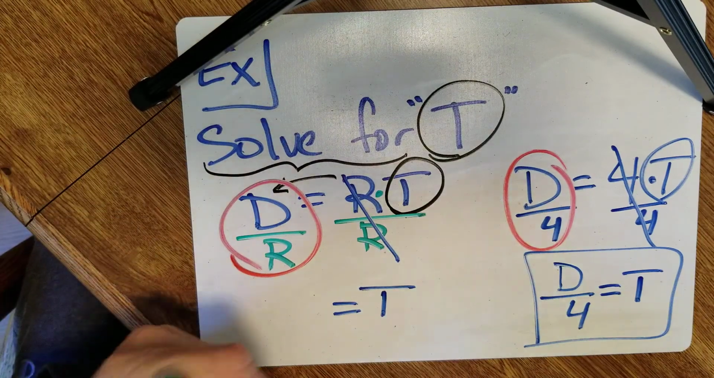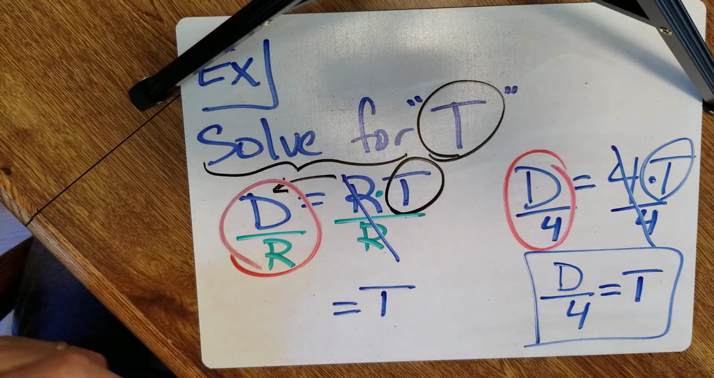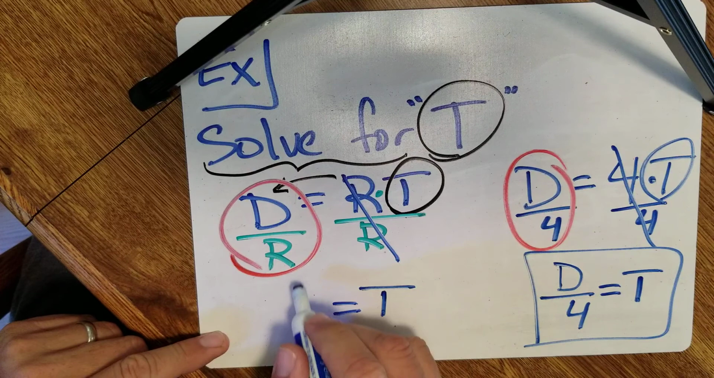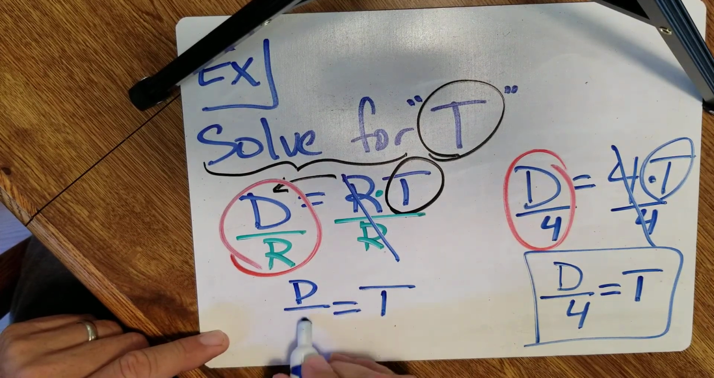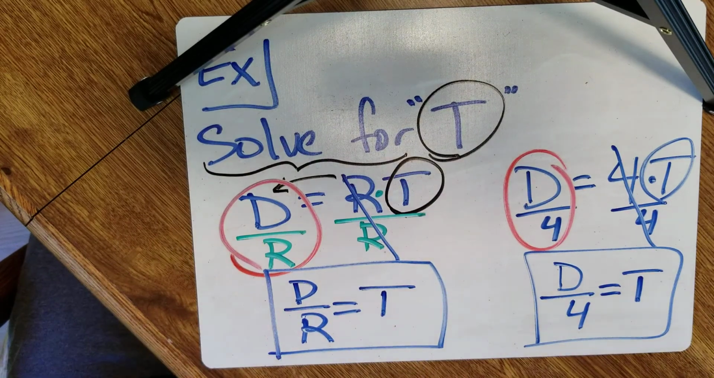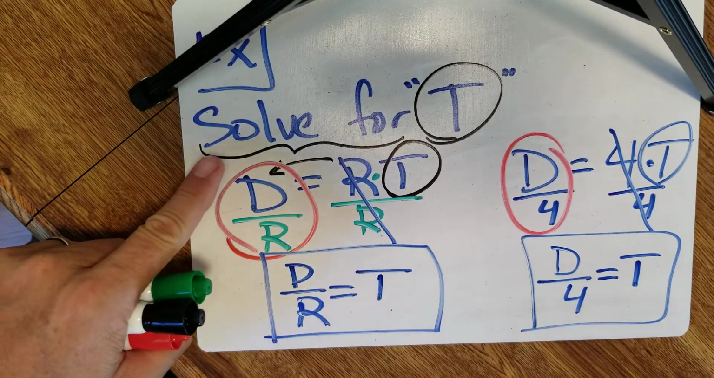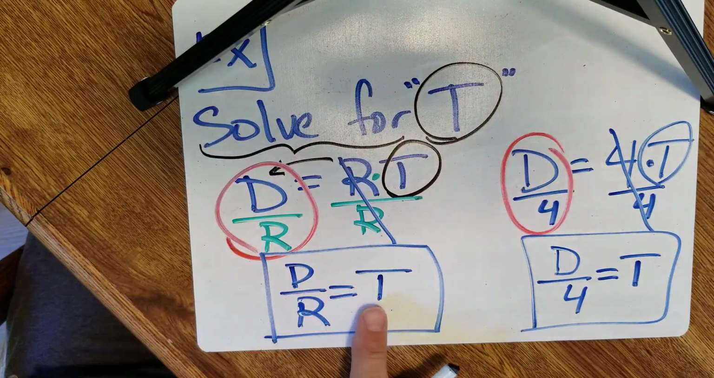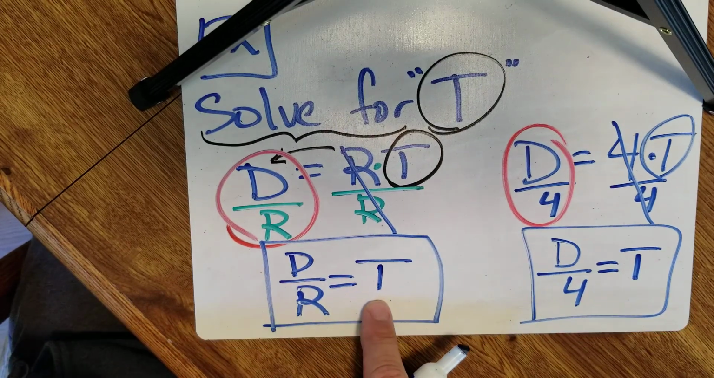But can I write it like I was going to divide it? Yes, I can. And so what is d divided by r? It is simply d divided by r. And boom, I've done the problem. It asked me to solve for t, and I did. I got t by itself.